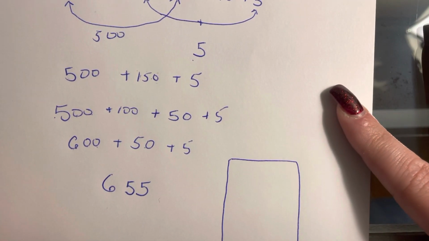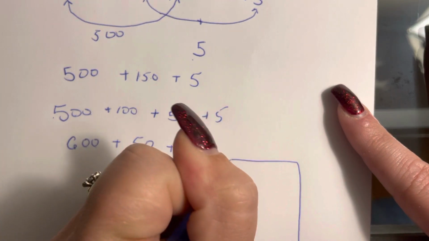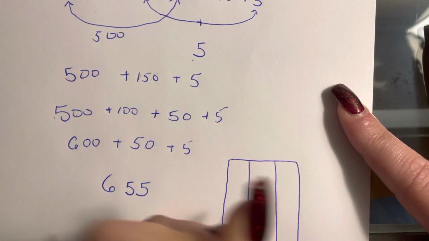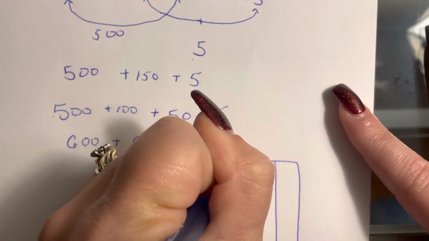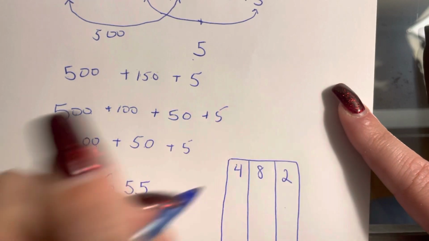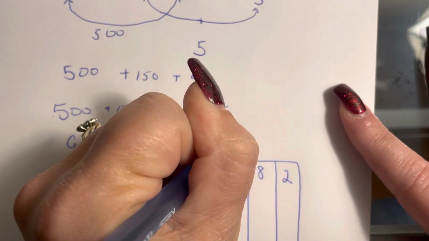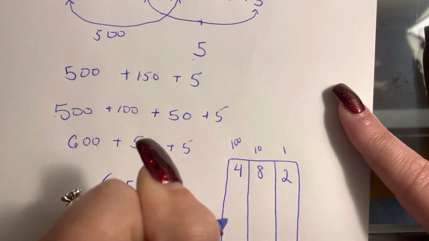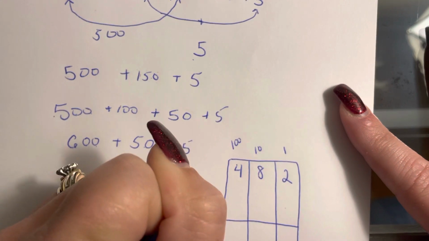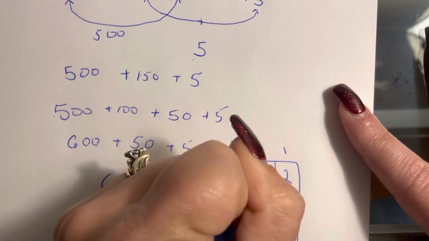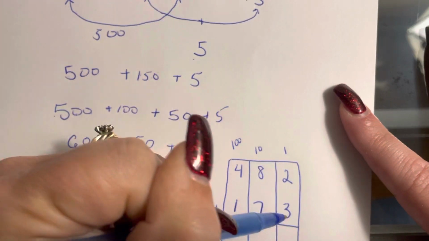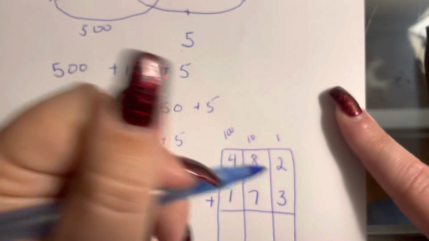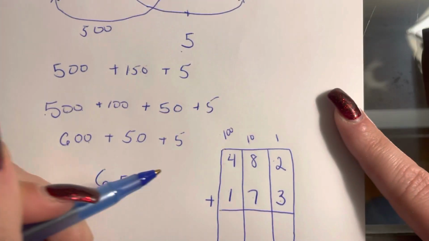So it'd be the hundreds, the tens, and the singles. So 482 would be like this, because that's the hundreds, the tens, and the singles. And then 173 would be like this, because you have 3 ones, 7 tens, and 100. And then they can do this addition on their hands.